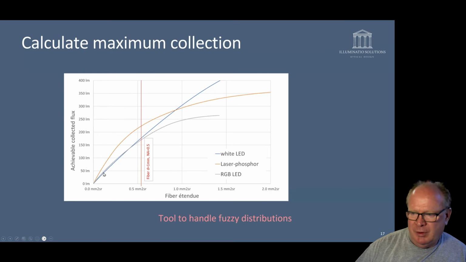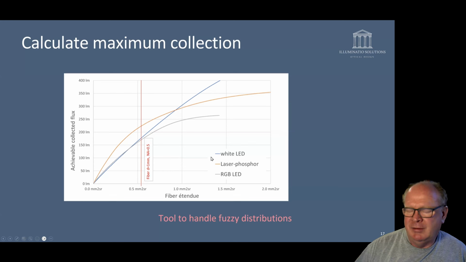By the way, the slope of the curves is the luminance. And one more comment is this diagram is showing an upper limit for collecting flux. It does not prove that you will really find a solution which will give you that limit.